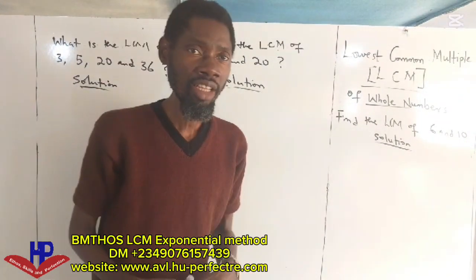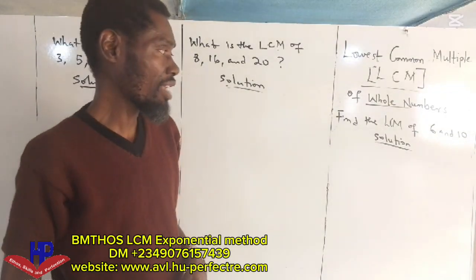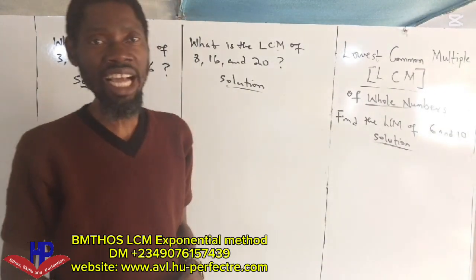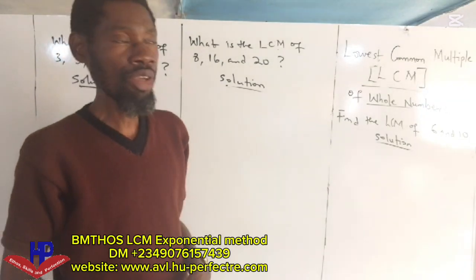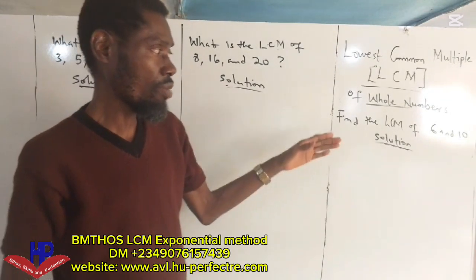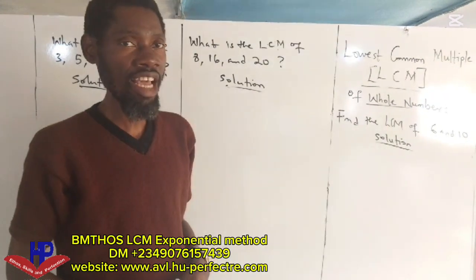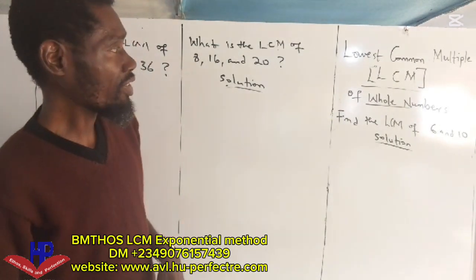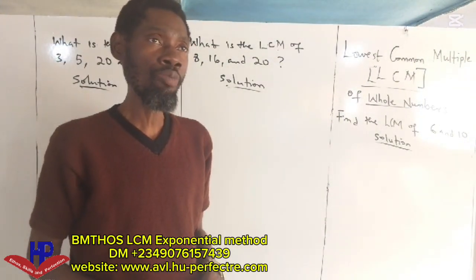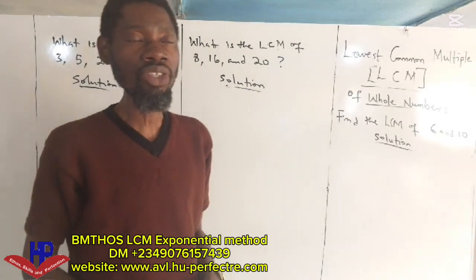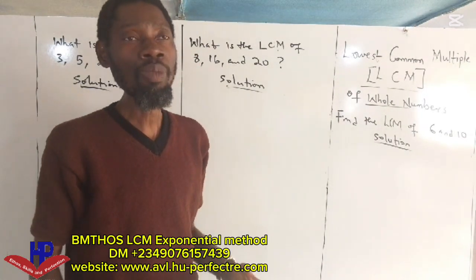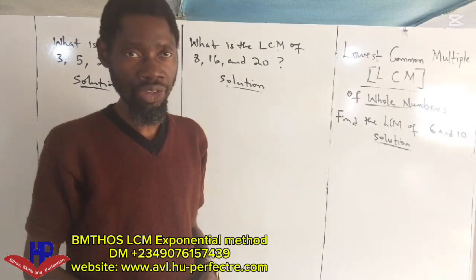We shall be using the prime factors of these numbers but expressing them in their exponential form or index form. And for LCM, we are going to pick out the factors that have the highest index, and multiply them to have a final result.